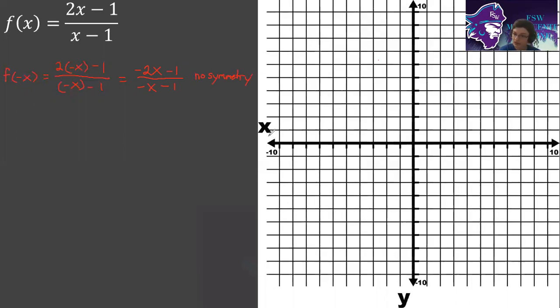Now we want to determine the y-intercept. So we plug 0 in for x. And in simplifying further, you get negative 1 over negative 1, which will simplify to positive 1. That means in our graph, when we sketch it, we will have a point here.